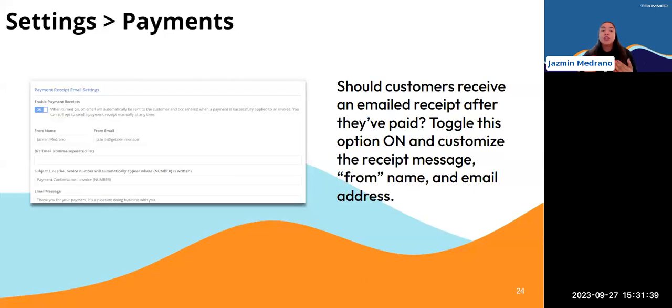their payment. You can also BCC yourself, so blind carbon copy. So that means that when your customer receives a receipt, you'll get a copy of that receipt as well, if you want to turn that on for yourself as well. So toggle this option on and customize the receipt message from name and email address. So if you see it here, they're coming from Jazmin, and then it shows the email that it's coming from.